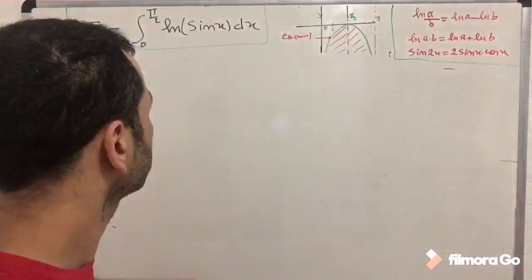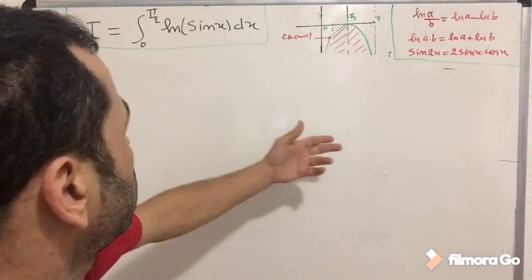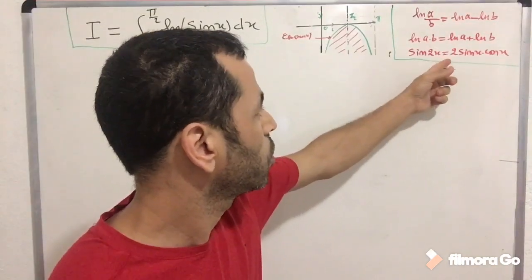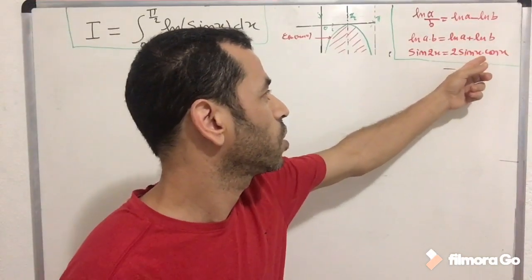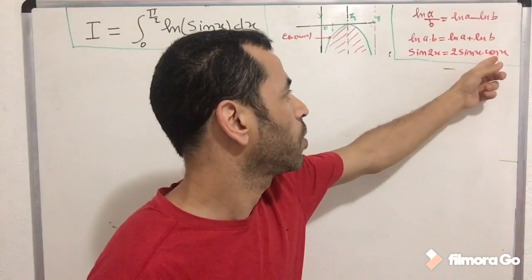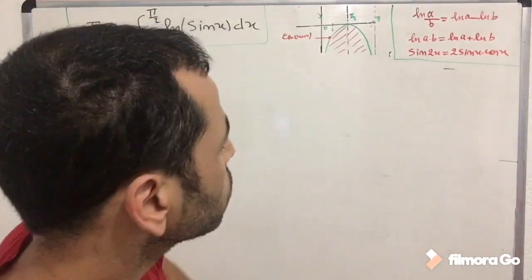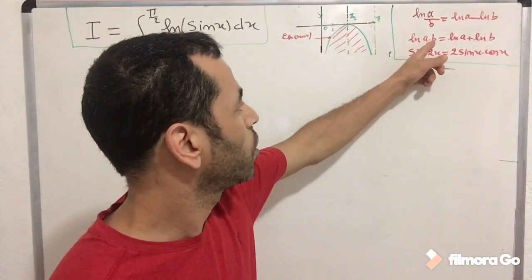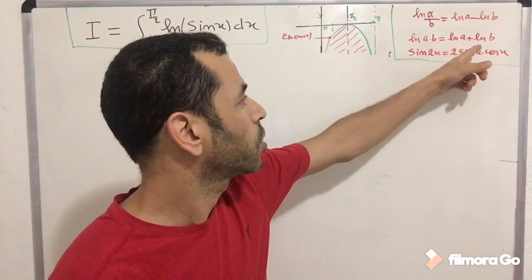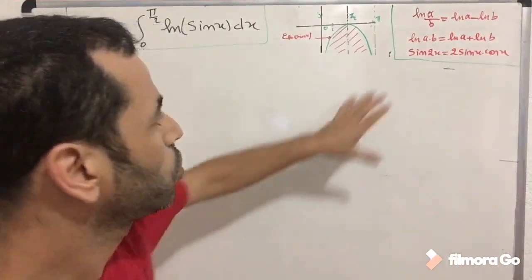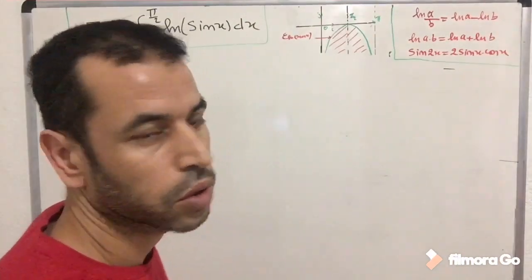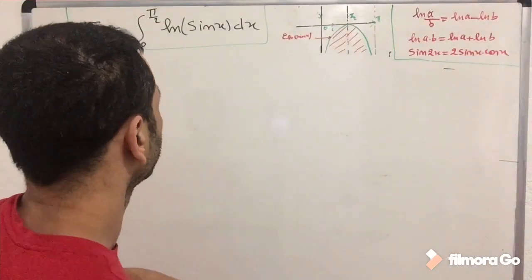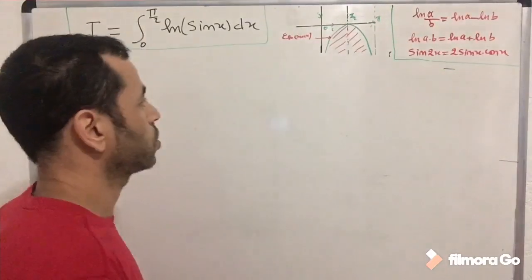cosine x. The connection is sine 2x equals 2 times sine x multiplied by cosine x. And also another rule, natural log of ab equals natural log a plus natural log b. We are going to use these rules to get to the solution. So what is the idea to solve this? Let's start with a substitution now.